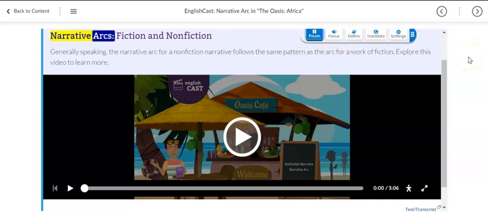Narrative arcs. Fiction and nonfiction. Generally speaking, the narrative arc for a nonfiction narrative follows the same pattern as the arc for a work of fiction. Explore this video to learn more.